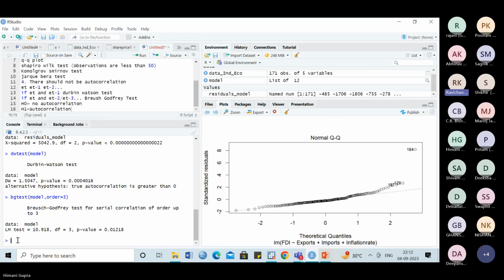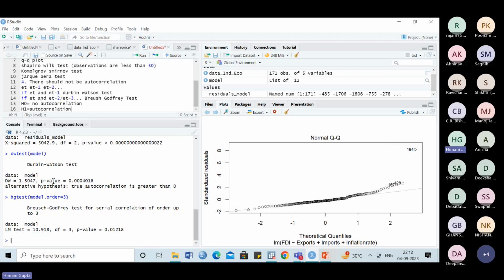DW test 1.50. Here, DW test 1.0918. What are the values? This one 1.5047. For that, you have to see the table. Okay, madam. So I can provide you everything over there also.